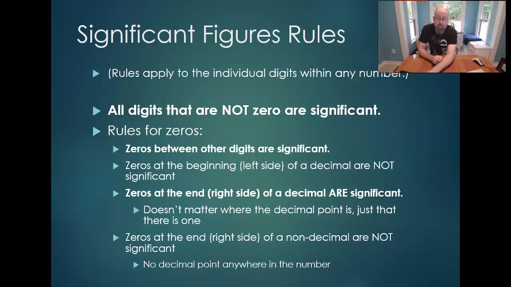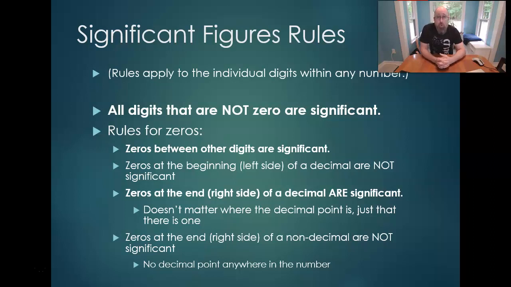On the other hand, if I put 480 with no decimal point, then that's a different circumstance. And that's what we have right here. Zeros at the right side of a non-decimal don't count. And again, a non-decimal means it doesn't have a decimal point anywhere. So again, if I have 1.60, that zero counts because there is a decimal point. If I put 480, that zero doesn't count because there's no decimal point.